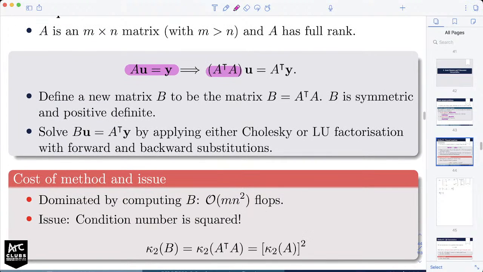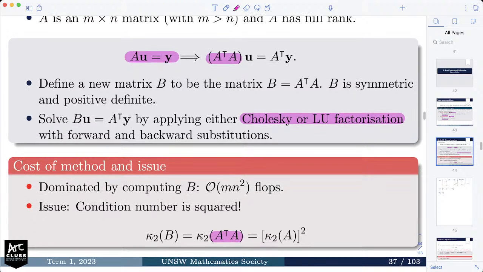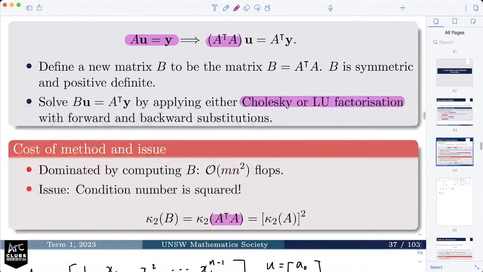yeah, so since B is symmetric and positive definite, if we go back to what we were just covering earlier in linear systems, we can use Cholesky or LU factorization combined with forward and back substitution to solve that system. Now, the problem with this is since we're dealing with this new matrix B, which is A transpose A, our condition number is going to be squared, and that's something we have to check for. So we want to check that it doesn't get too large.